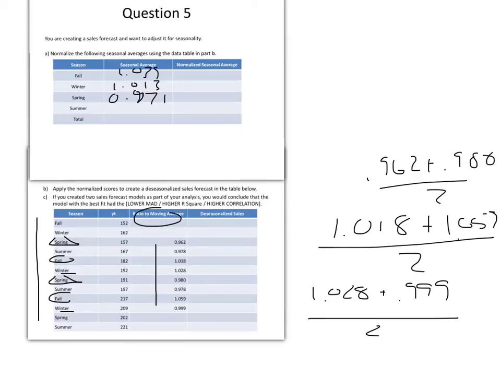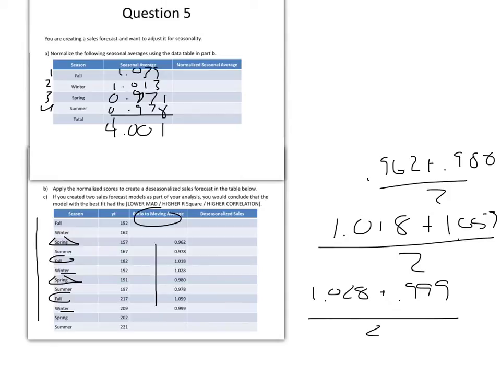And then summer, we're going to do the same thing. We'll add those up, and the result that we get for summer is 0.978. So when we add these all up, and we have 4 seasons, 1, 2, 3, 4, the sum of these seasonal averages should be 4, but in this case we get 4.001. And so that means we need to normalize that to make this sum up to 4.